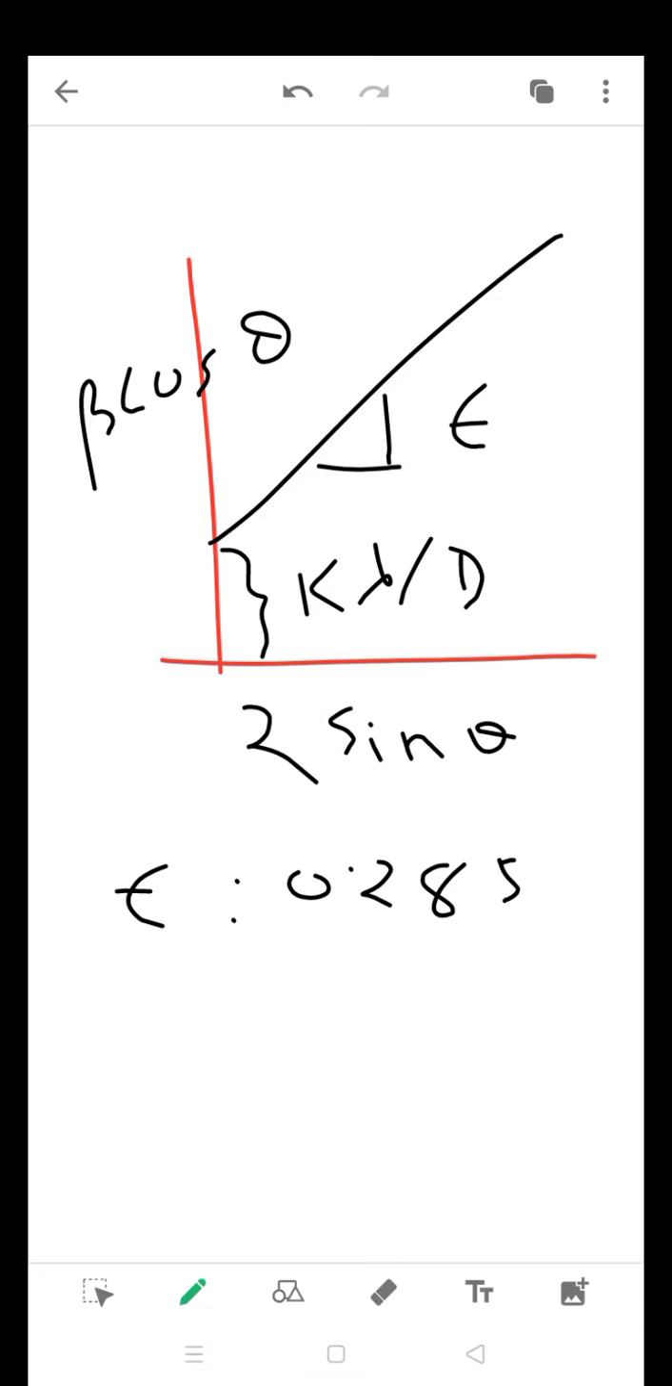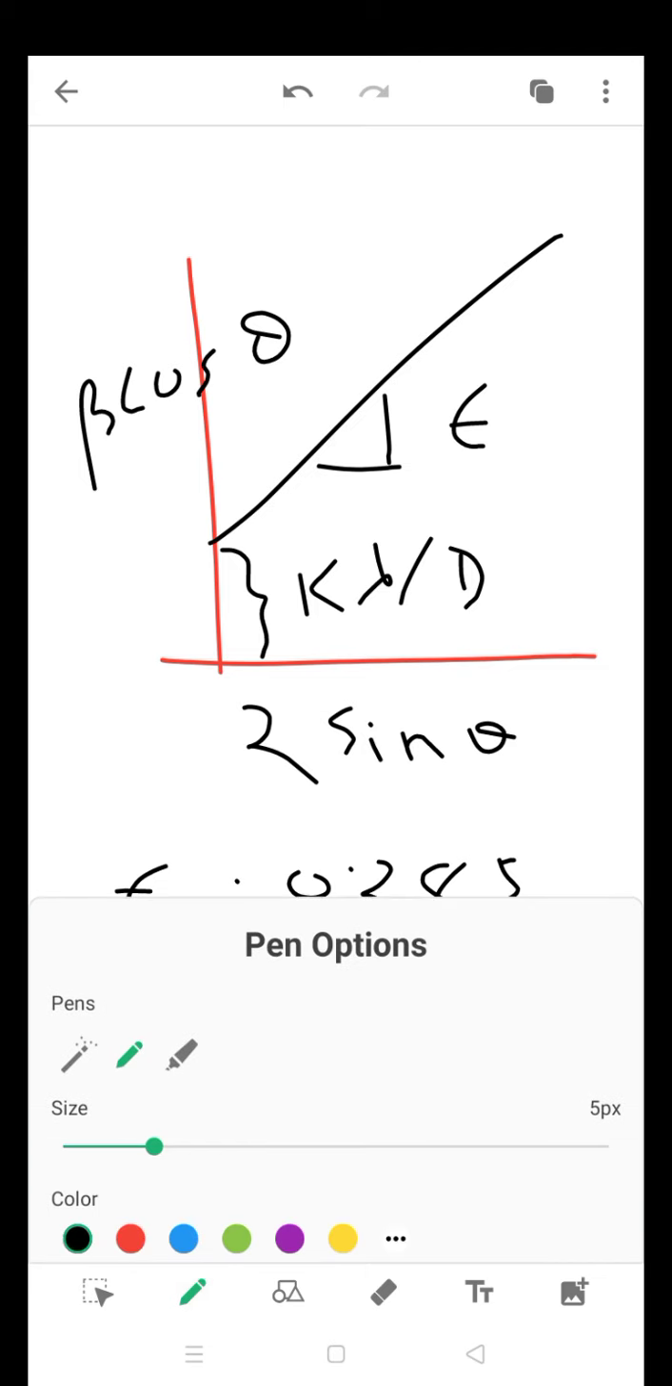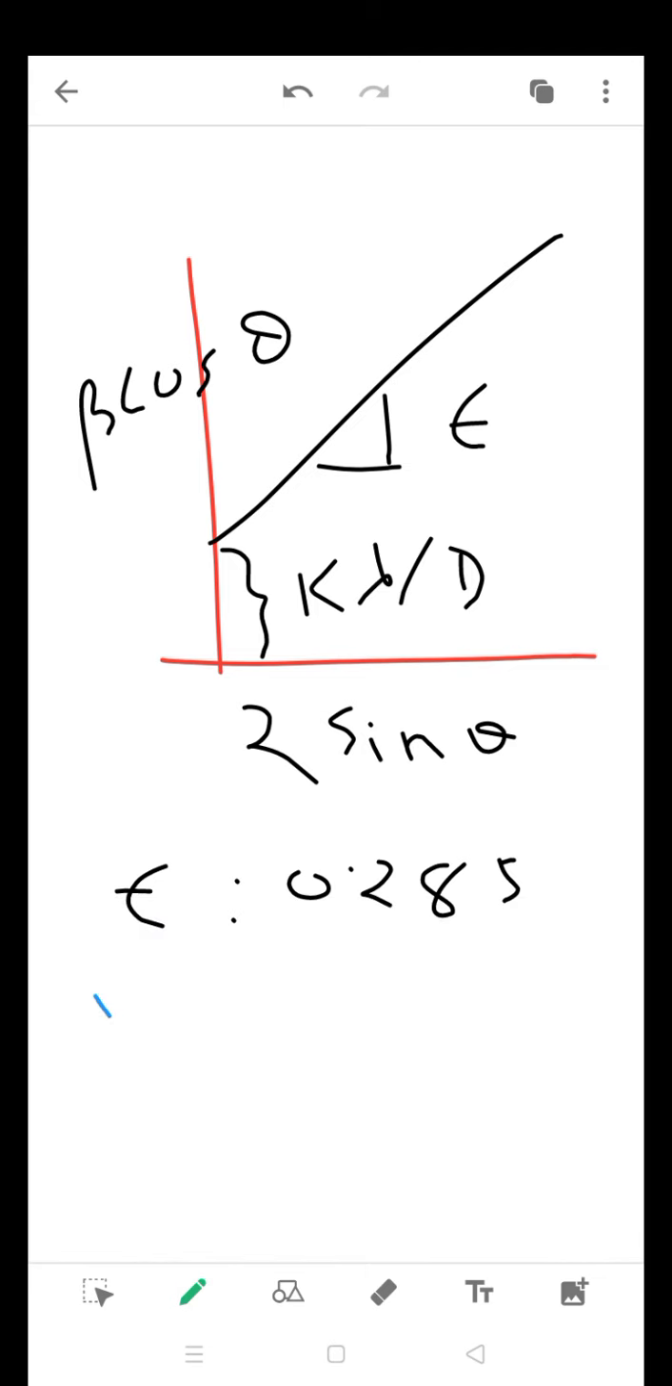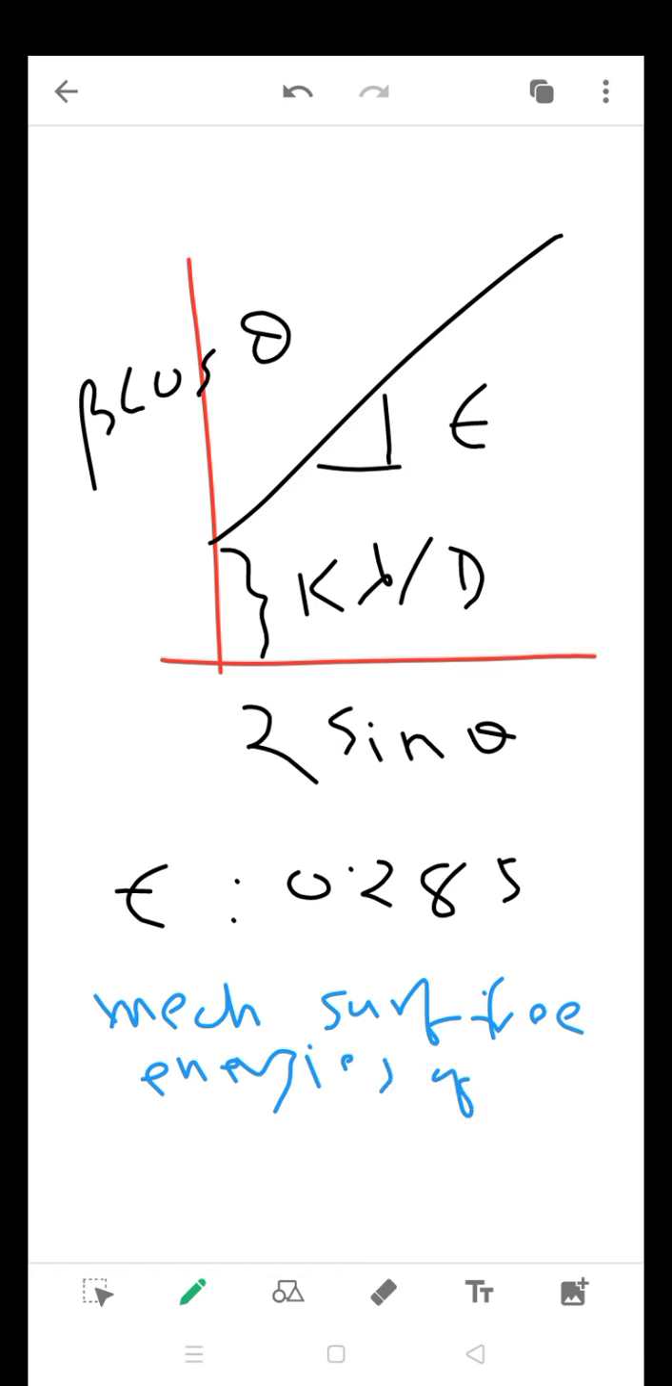This is due to the mechanical surface free energies of the metastable nanoparticles. So just write down here the mechanical surface free energies of the metastable, this is important, metastable nanoparticles. So this strain is causing a decrease in the crystallite size.